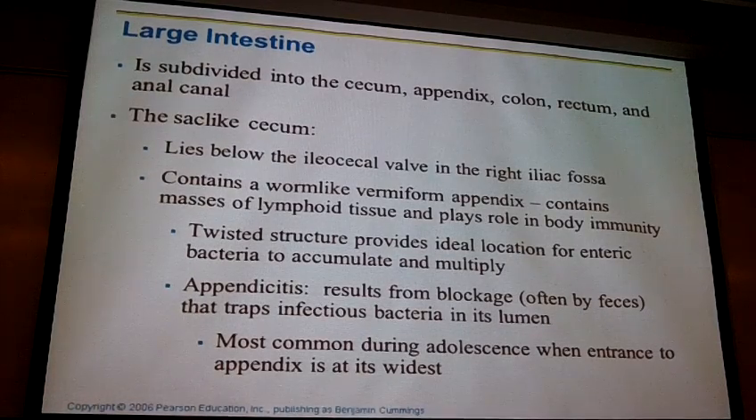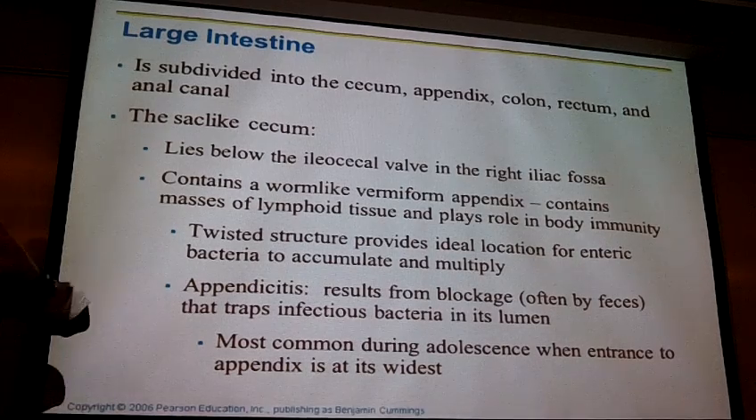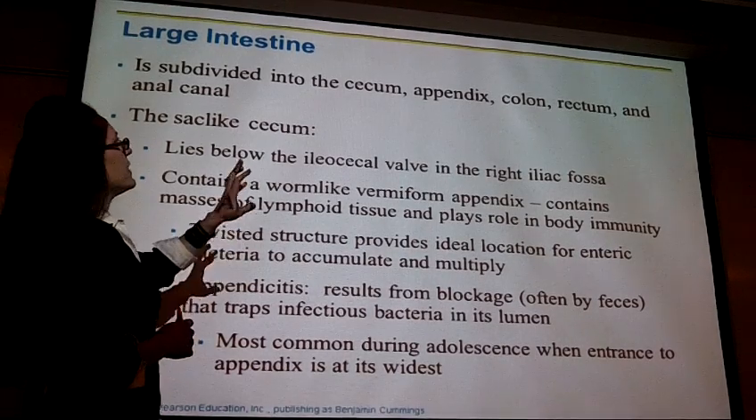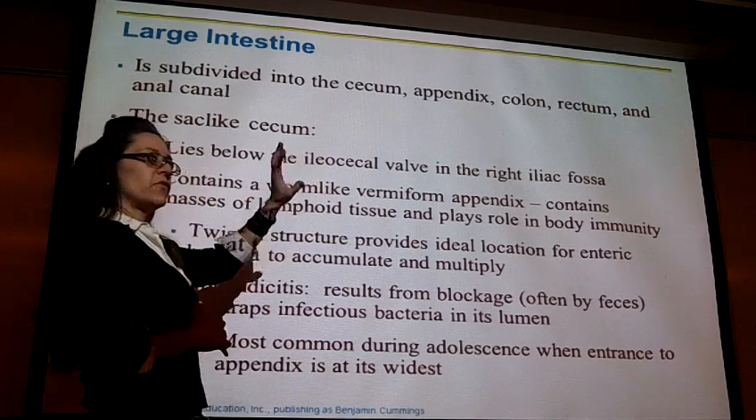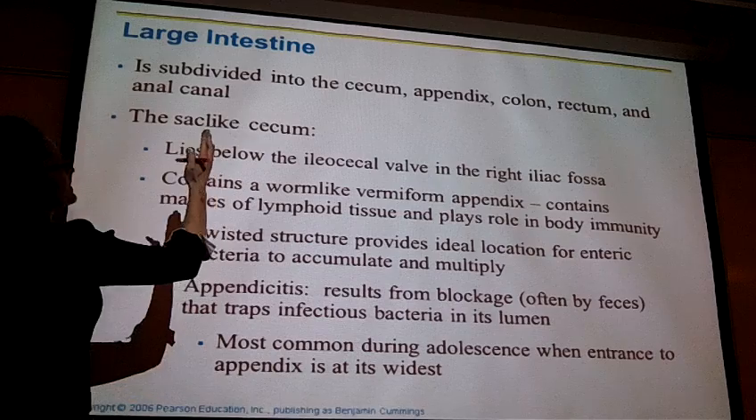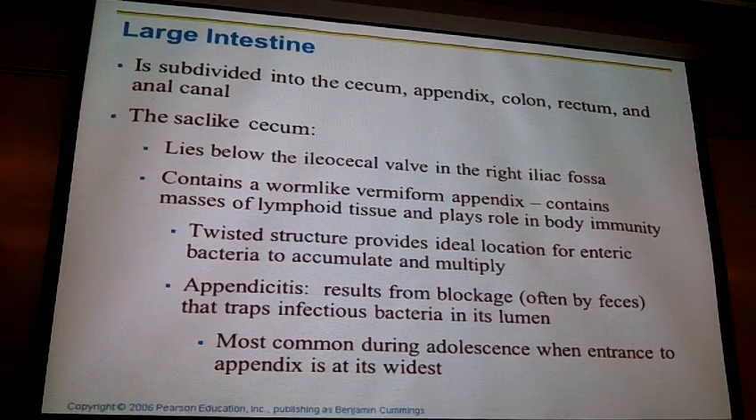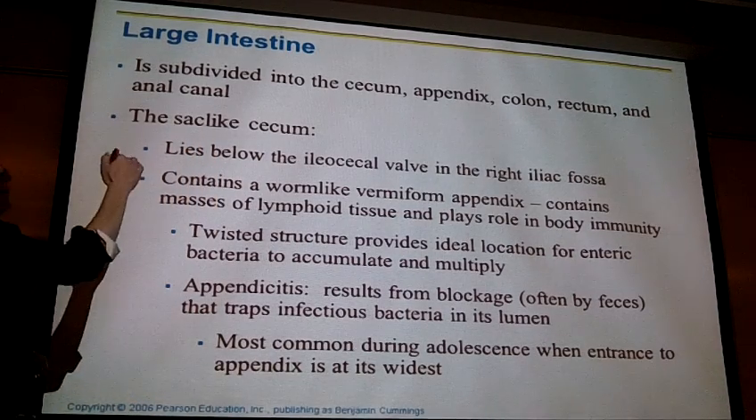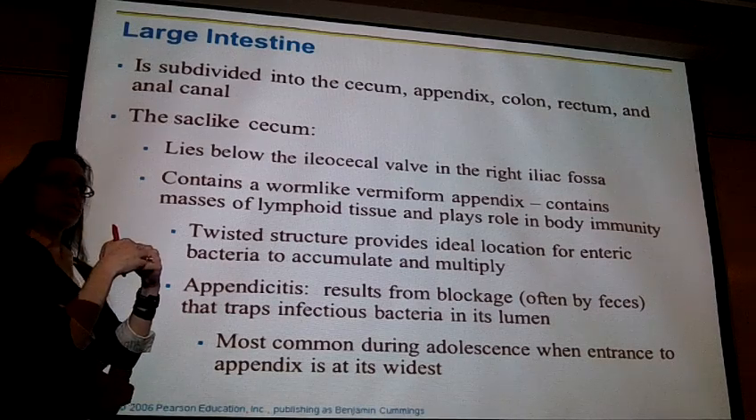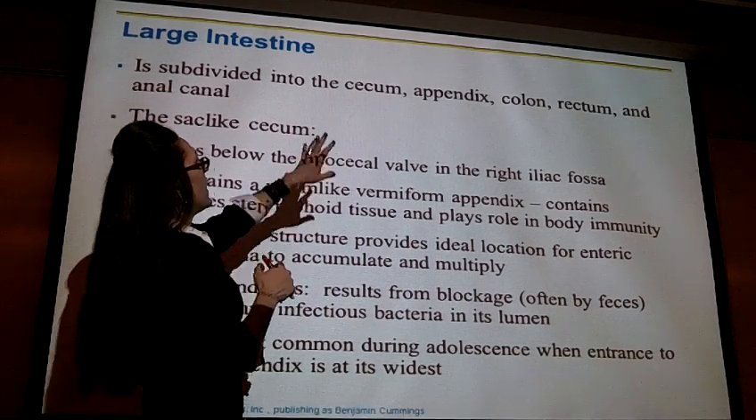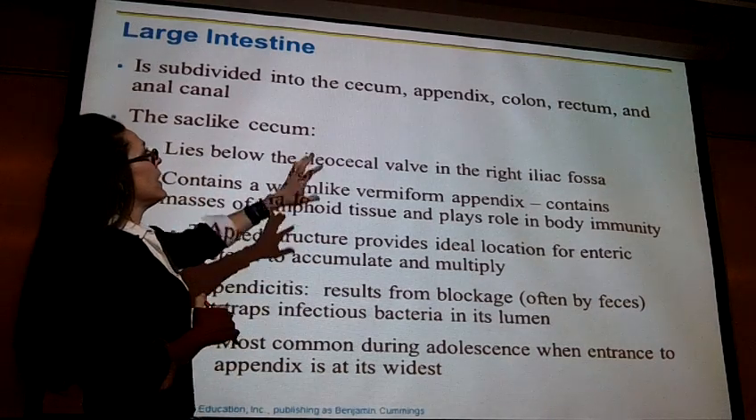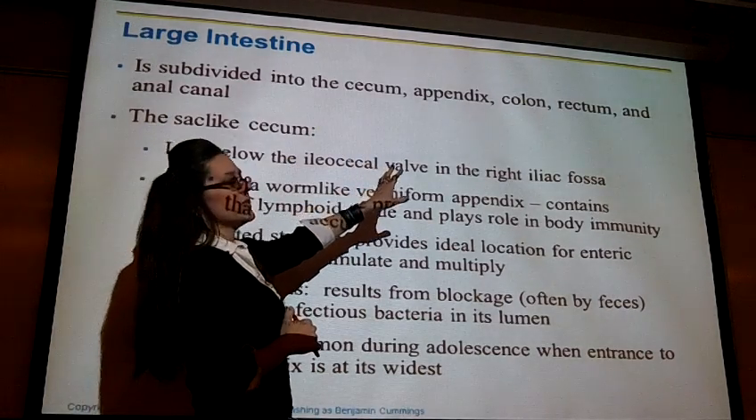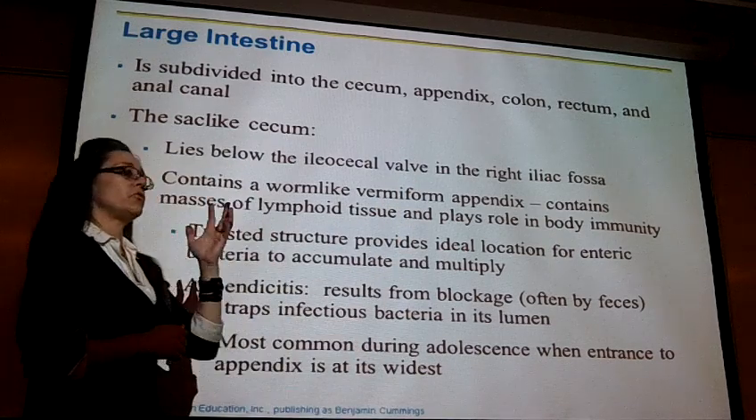Now, when we look at the large intestine, we said it's divided into different parts. That would be the cecum, and then the appendix hangs off of the cecum. The cecum is also where the last part of the small intestine comes in and meets up with the large intestine. So at the cecum, you'll have the ileocecal valve. Again, the appendix hangs off of the cecum, and then you go into the colon.